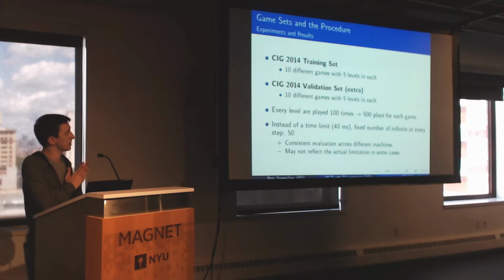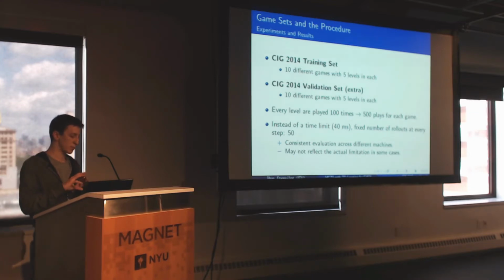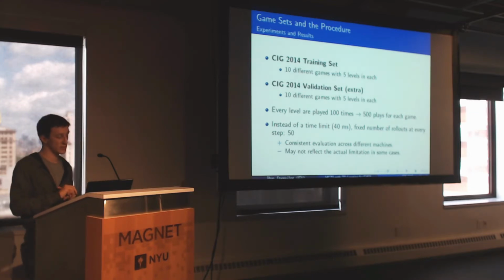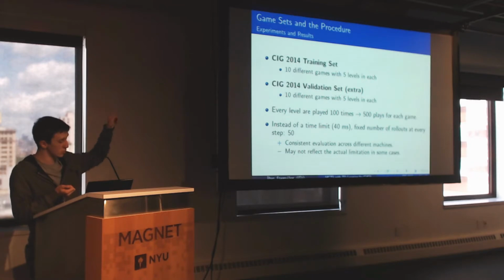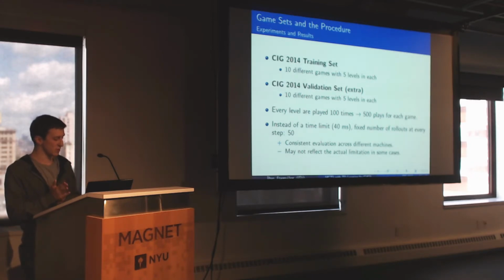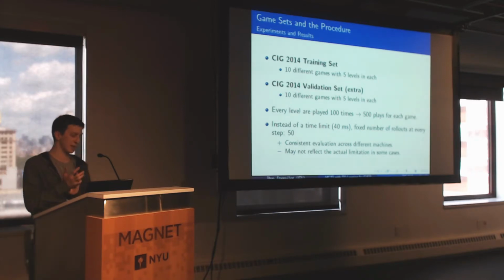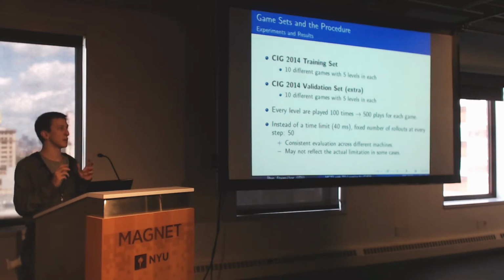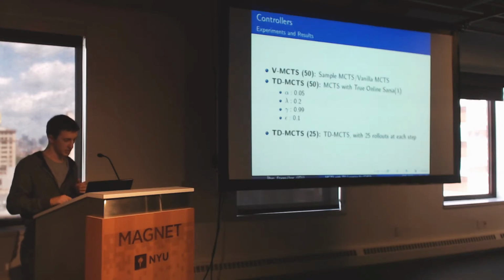And another thing we did is, since we are making these tests across different machines, we were getting inconsistent results. So we changed the time limit into a fixed number of rollouts at every step, which is 50 for vanilla Monte Carlo tree search across the first set of games. This provides consistency, but may not reflect the actual behavior of the algorithms at some points.